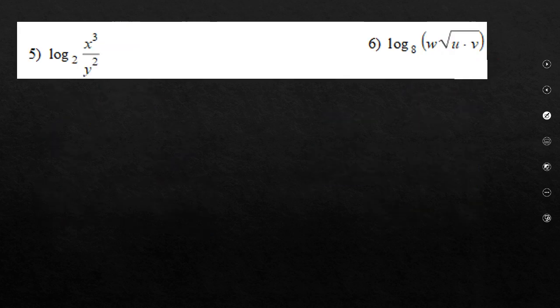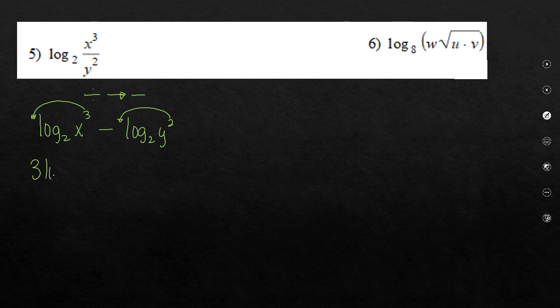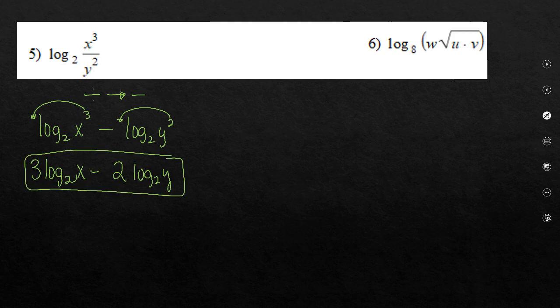Still perfectly acceptable. Okay, example 5, log base 2 of x cubed divided by y squared. So again, our division quotient property is going to change into subtraction. So I'm going to take log base 2 of the numerator, x cubed, and subtract log base 2 of the denominator, y squared. Again, we do have that power property. Bring each of those powers to the front. So we'll have 3 multiplied by log base 2 of x minus 2 multiplied by log base 2 of y. And that's as simplified as that one can get when we expand.